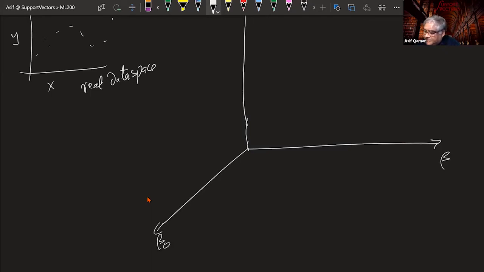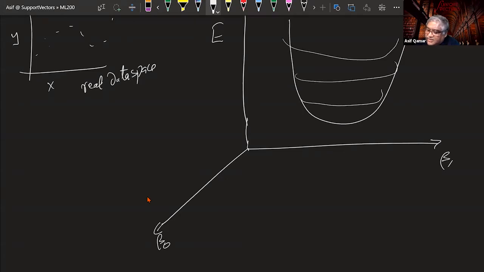Beta node, beta 1 error. In this space, the hypothesis space, we have a parabolic or convex surface, which achieves a minima at some best point, beta. I'll just represent it as beta tilde.